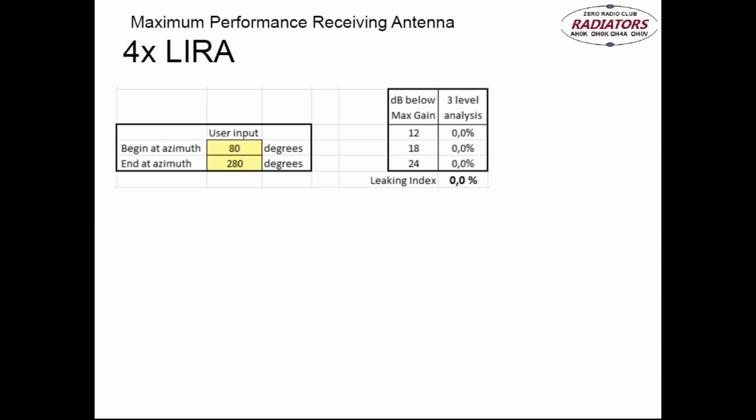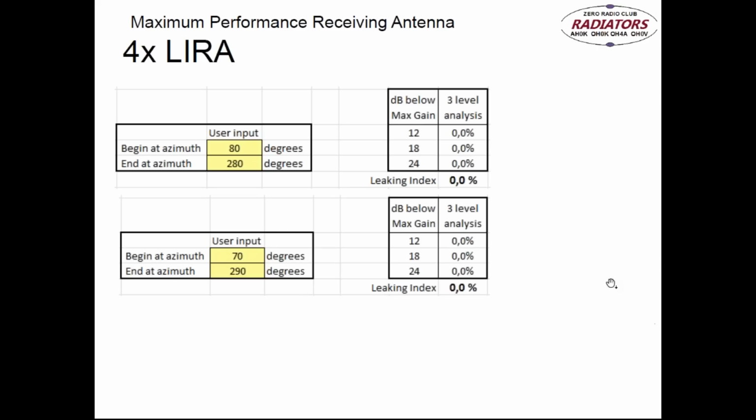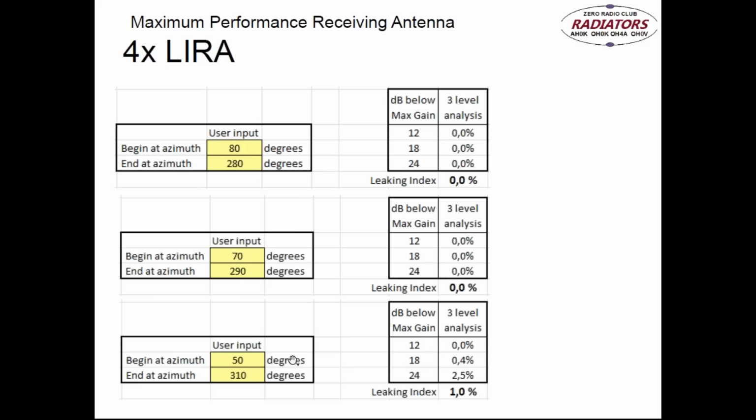So 4 times Lyra brings us a 0% leaking index, even with azimuth from 70 to 290 degrees. So this is way over half hemisphere. And we get to 1% level at 50 and 310. So those of you who have been modeling these antennas, you can say now again, wow.